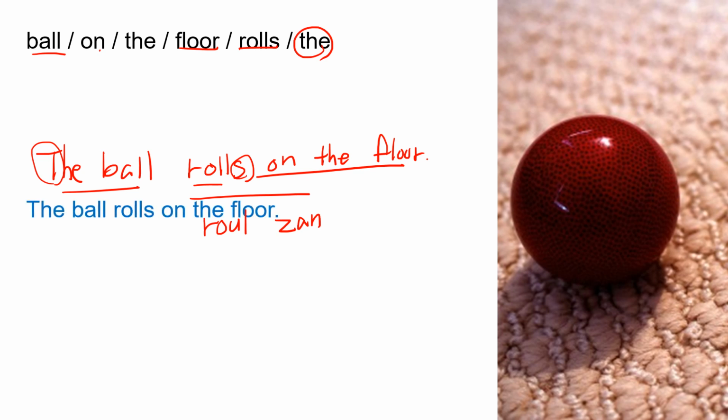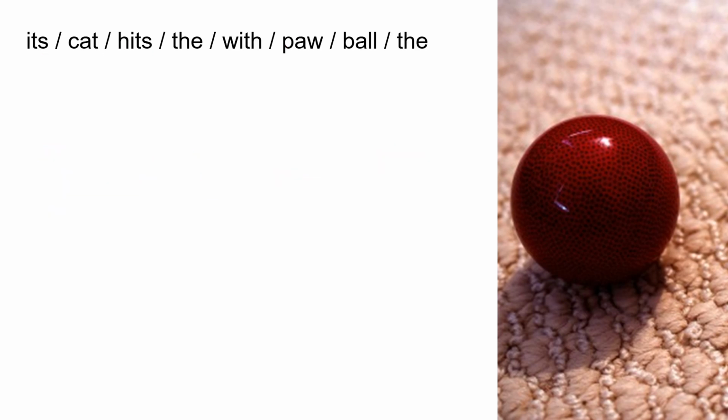The last one for today is this: "Each cat hits the with paw ball the." There are three nouns, but the verb is hit, H-I-T-S. Paw cannot hit, ball cannot hit. So cat is the subject. Cat. And then we need the cat. The cat hits what? The cat hits ball.